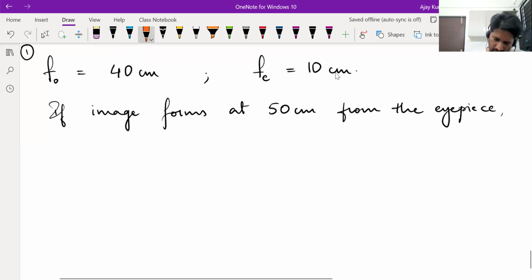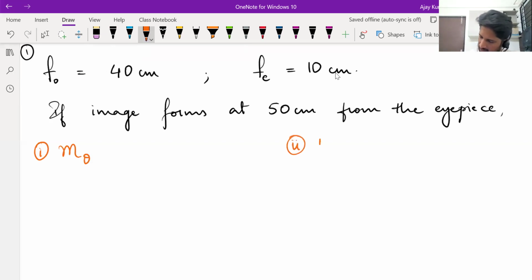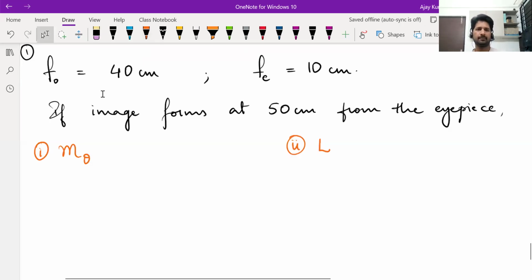first thing, derive magnification, angular magnification only. We don't care about linear magnification in case of telescope and microscope. Derive magnification. Second thing, derive the length of the telescope. Solve this carefully.